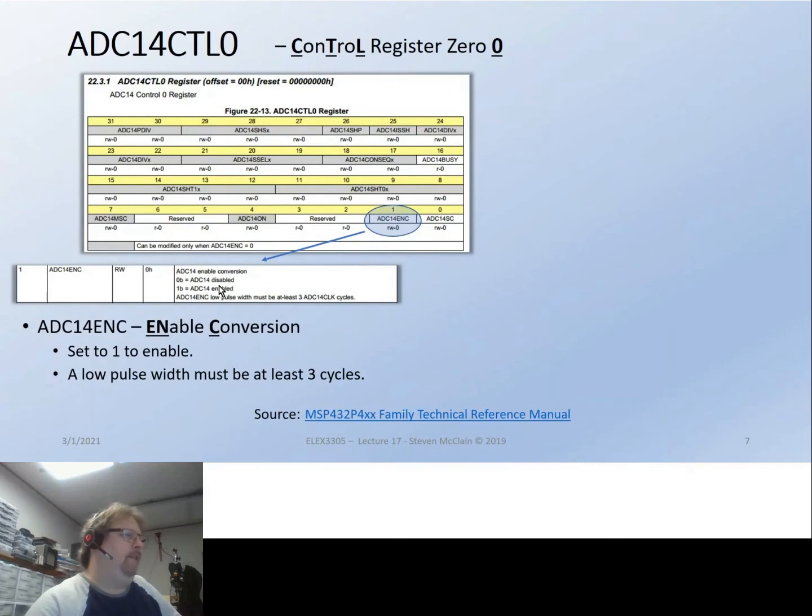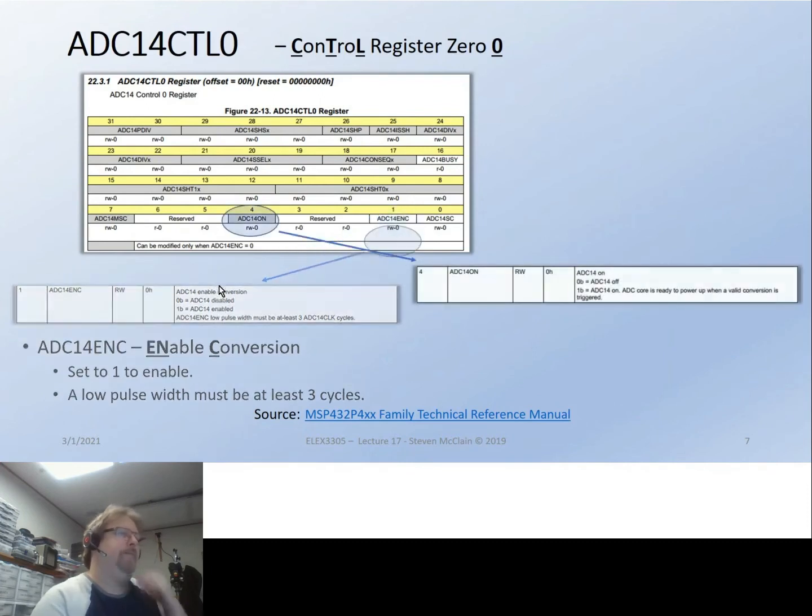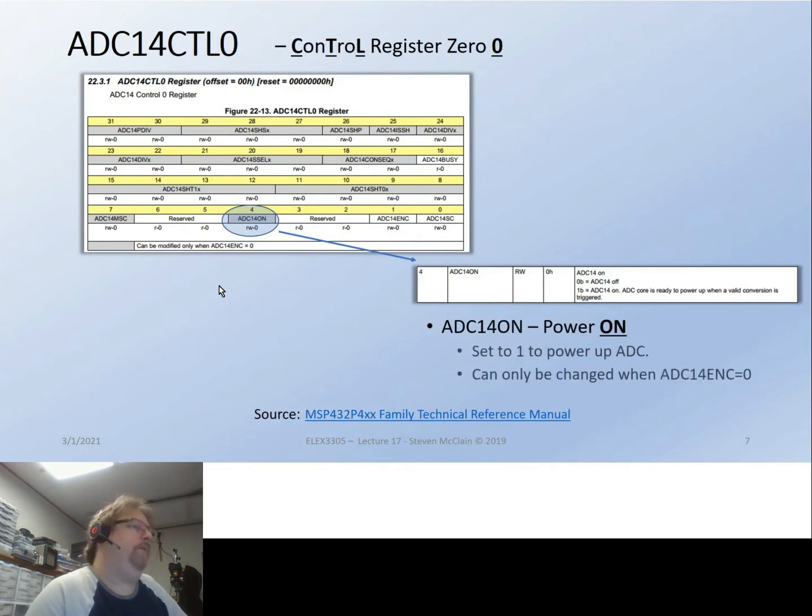And if you disable it, you got to disable it for at least 3 cycles. I guess you're not going to run into too much trouble with that. Power on can only be changed... So you have to have power on and enable and start conversion. You got to disable, you got to put the clutch in. Then you can turn the power on. Then you can let the clutch out, and the power will actually go on.